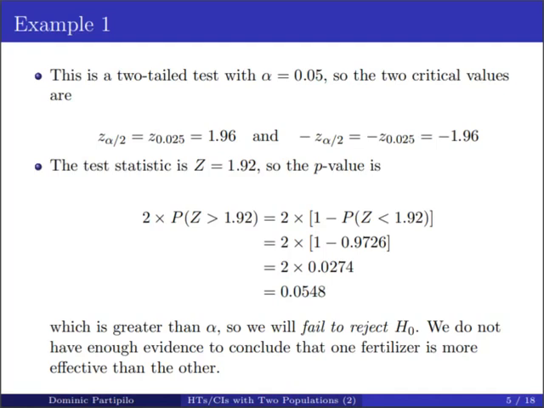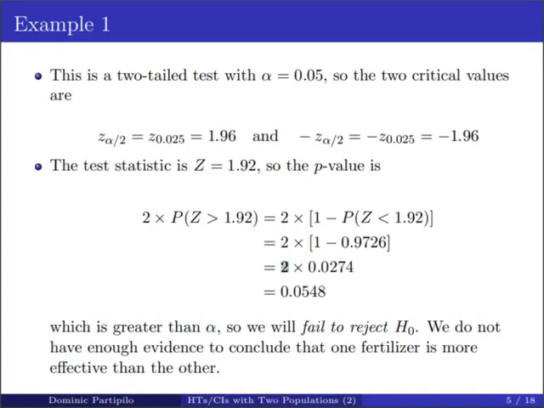So in this case, we're going to fail to reject the null hypothesis. So that means we don't have enough evidence to conclude that one fertilizer is more effective than the other. So we have to be careful here because this is one of those tricky problems. Because if we had forgotten to double this p-value here, we would have ended up with 0.0274 as our p-value. And what would have happened is that since that is less than alpha, we would have ended up rejecting the null hypothesis, and that would have been incorrect.